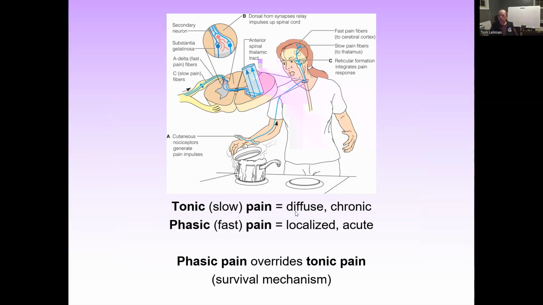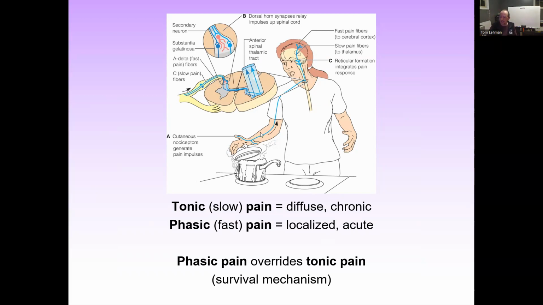This is the throbbing sensation after slamming your finger in a door. This is a sunburn. This is a headache. Phasic pain is localized and acute. She put her hand on the lid here and it burns, and that sends a signal right to the brain, immediately telling you what happened.